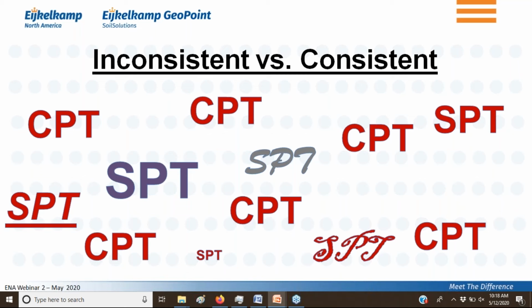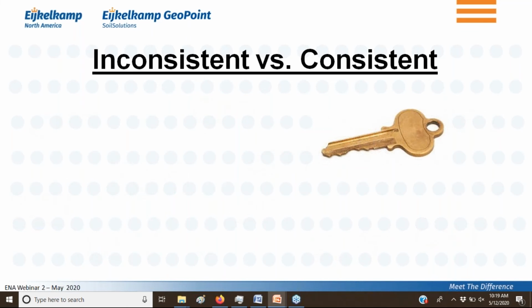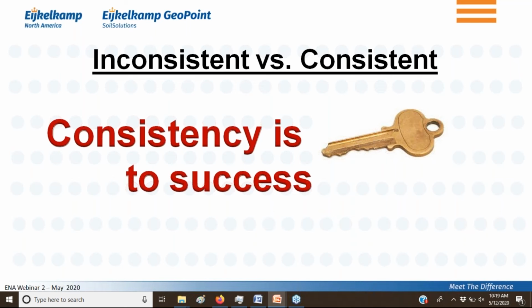And SPT also on the screen in different colors, in different fonts, underlined or not, different sizes, different everything. And it kind of illustrates the point that I'm going to make when you look at these two methods. First of all, consistency is key. What you want is a soil investigation method, whether you come today or tomorrow, whether you do the test or your colleague does the test, that it is consistent. Because only if you have consistency, it's not only key, but it's also key to success.